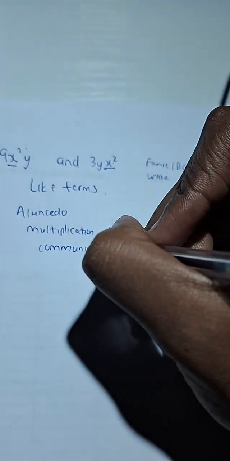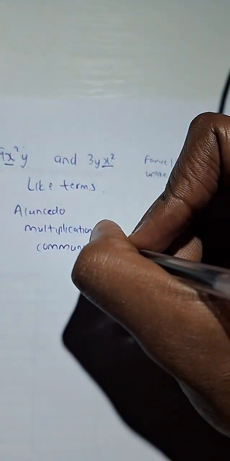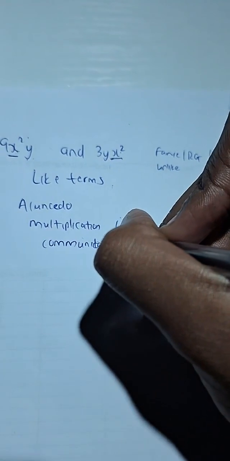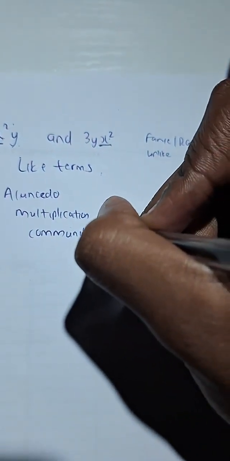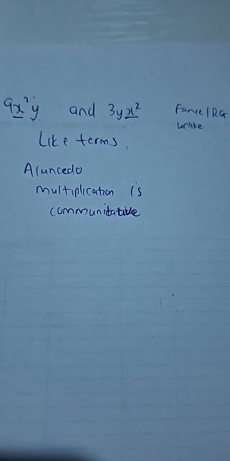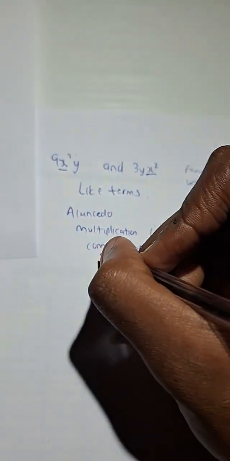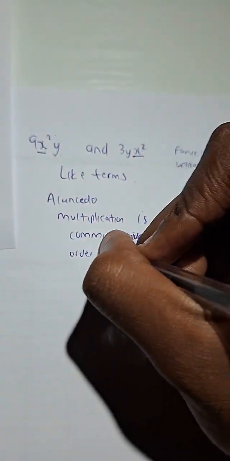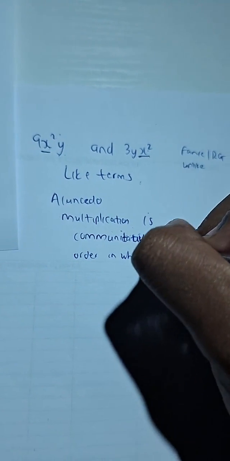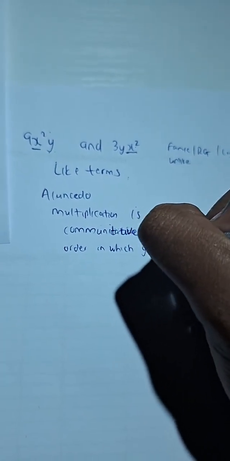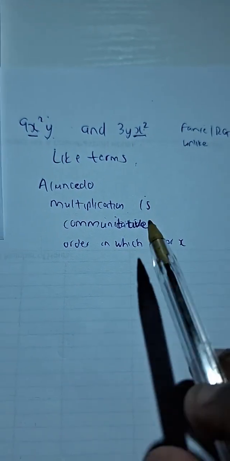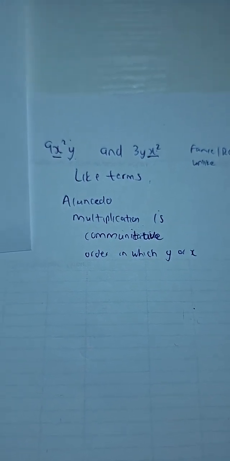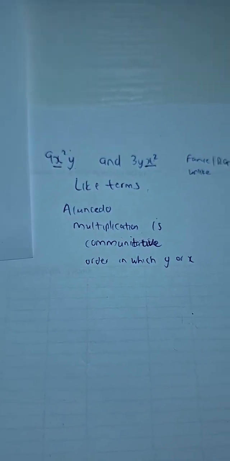What does commute? I said communication. Commutative. Right, sorry guys, look at me writing all sorts of nonsense there. Multiplication is commutative. In other words, the order in which y and x are doesn't matter, because multiplication is commutative. I hope you guys feel this. So important, so good.